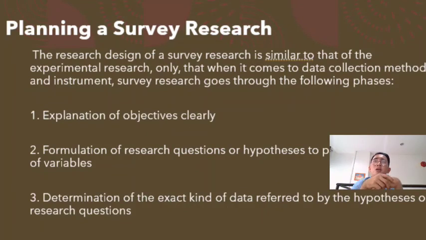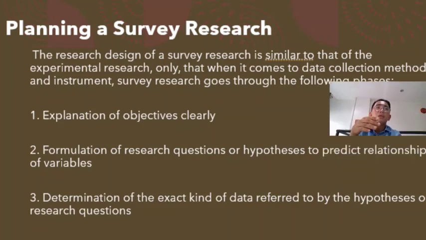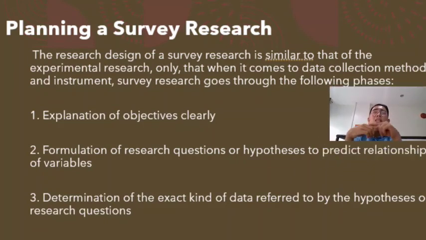Planning a survey research. The research design of a survey research is similar to that of the experimental research, only that when it comes to the data collection method and instrument as well, survey research goes through the following phases. Number 1, explanation of objectives clearly. Number 2, formulation of research questions or hypotheses to predict the relationship of variables. Number 3, determination of the exact kind of data referred to by the hypothesis or research questions.